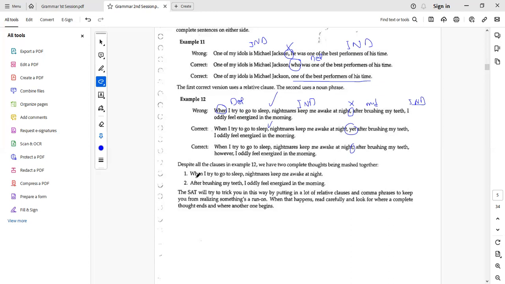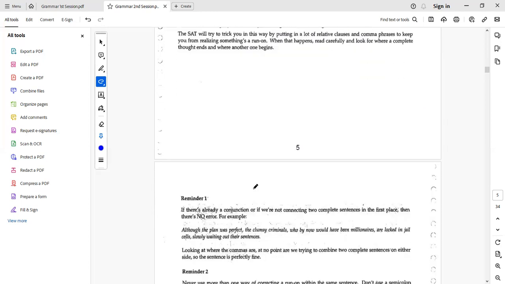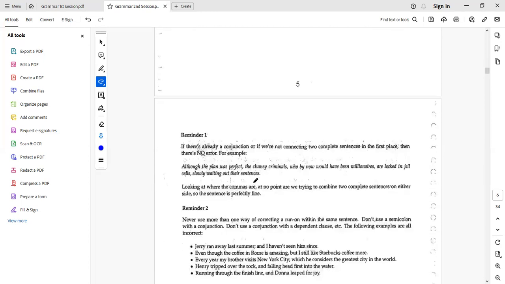Look at this one. This is the part that I told you about, the first part. Here, dependent. Here, independent, comma between them, right. Here, modifier. And here, independent, it's right. Reminder.